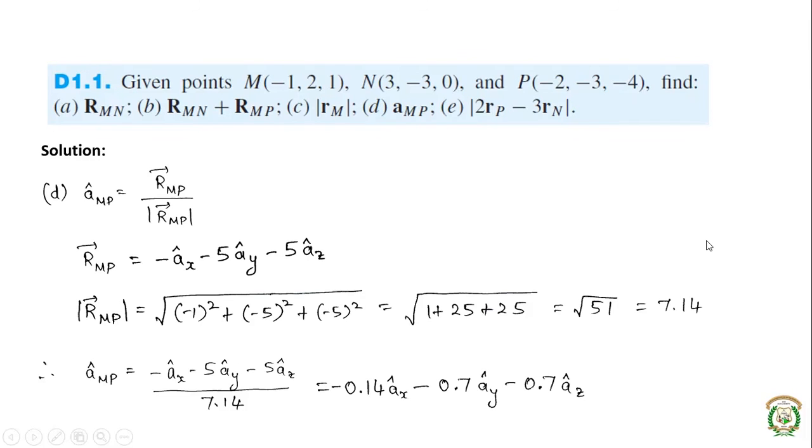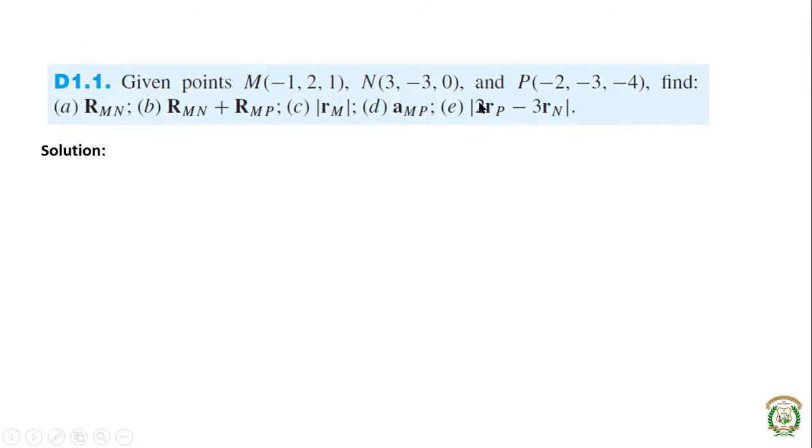Next, in part E, we are supposed to find the magnitude of the difference between some operation on two vectors. We are supposed to find the magnitude of 2Rp minus 3Rn. We have already written Rp as -2Ax, -3Ay, -4Az. From this you can write 2Rp. If you multiply this vector by 2, each component is multiplied by 2, so it is -4Ax, -6Ay, -8Az. 2 into 2 is 4, 3 into 2 is 6, 4 into 2 is 8.